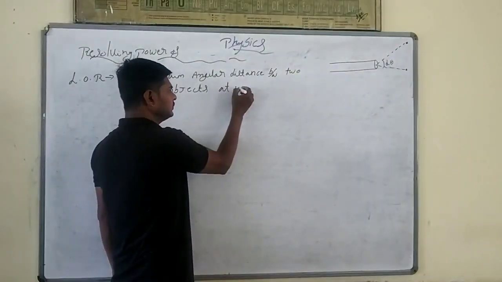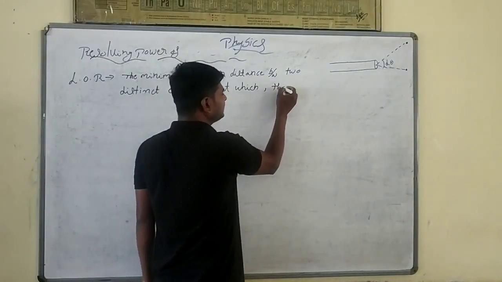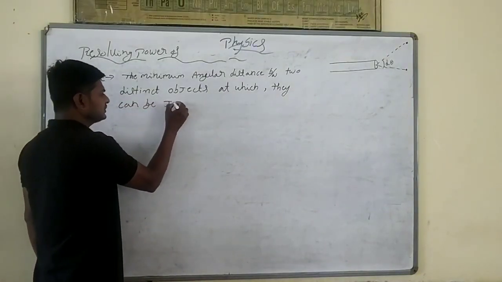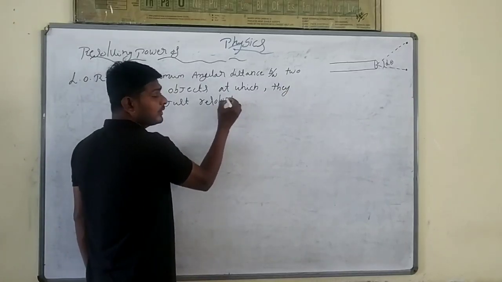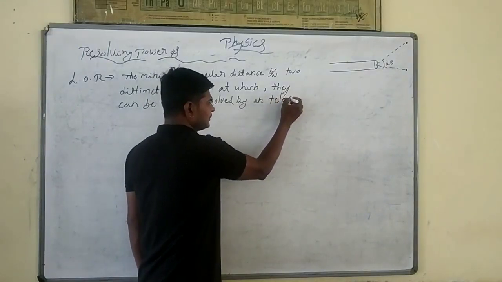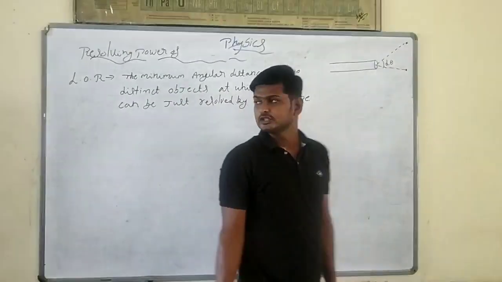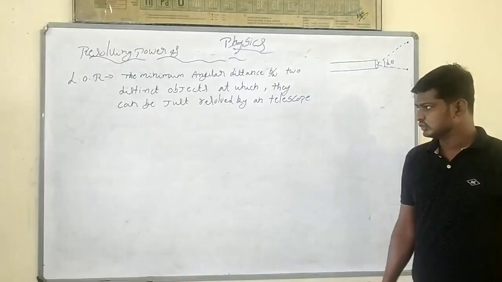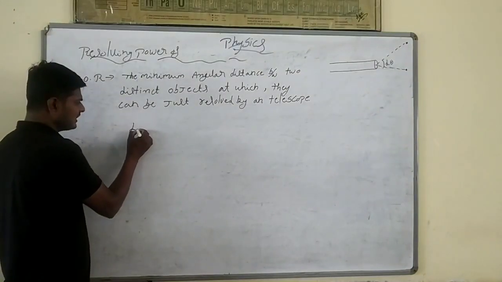at which two distinct objects can be just resolved by a telescope. This is what we are going to call as what? The limit of resolution. Yes, sir. Here, the limit of resolution of a telescope.